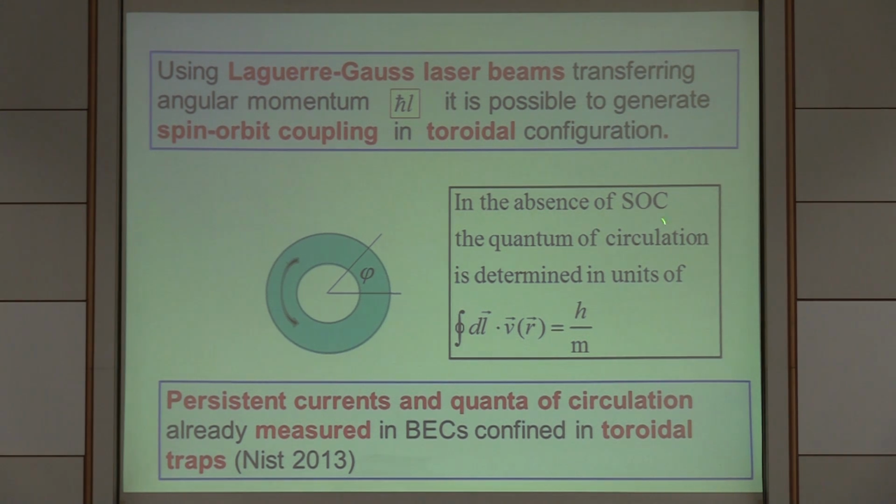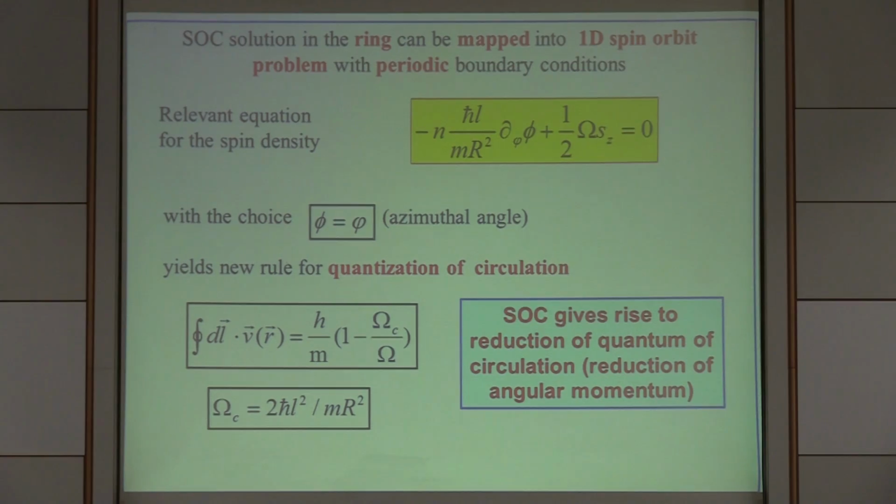So in the absence of spin-orbit coupling, the circulation is quantized according to these fundamental units h over m. If one includes this spin-orbit coupling, one finds a simple and interesting new result, where the quantum of circulation is modified, is suppressed by spin-orbit coupling.